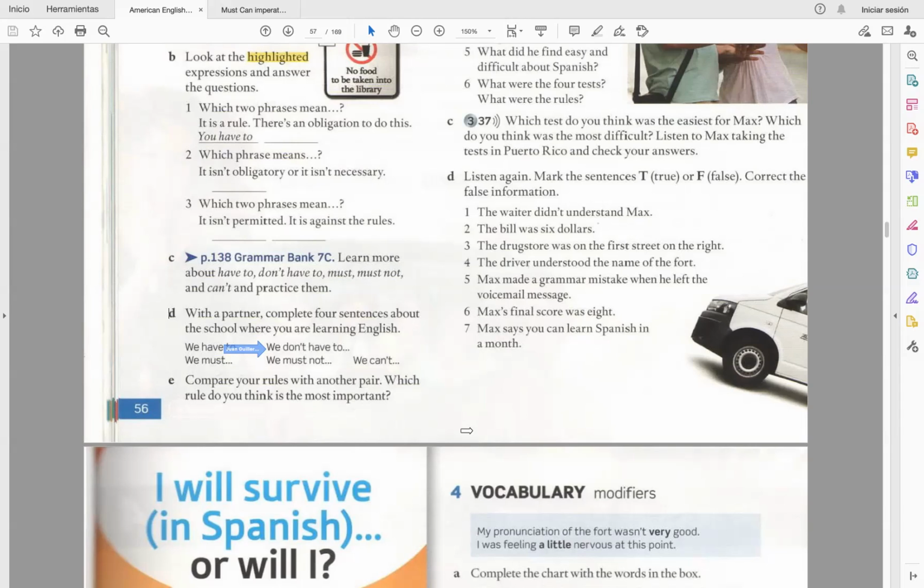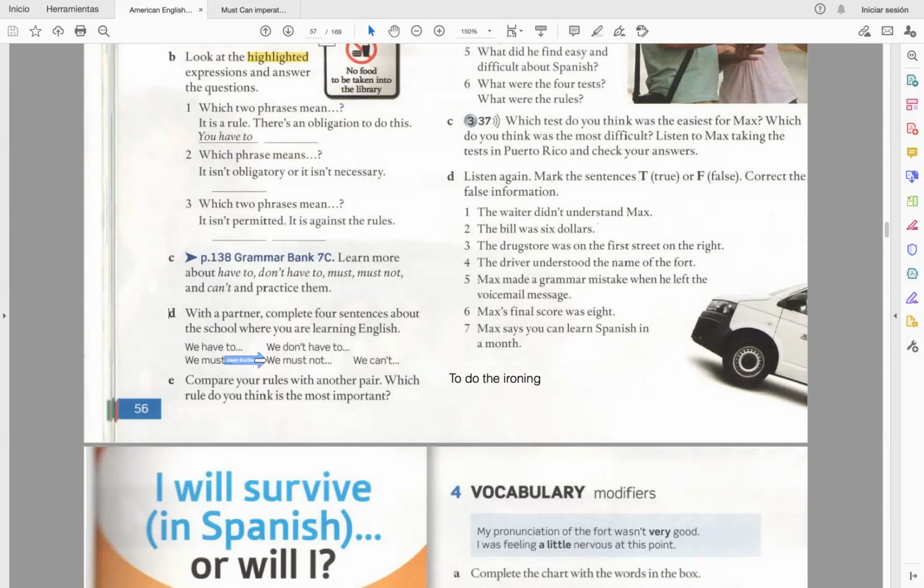Anybody else? We don't have to do the ironing. To do the ironing, okay? That is the expression. To do the ironing. Hacer el planchado o planchar, ¿cierto? We don't have to do the ironing. Okay, that's very important.